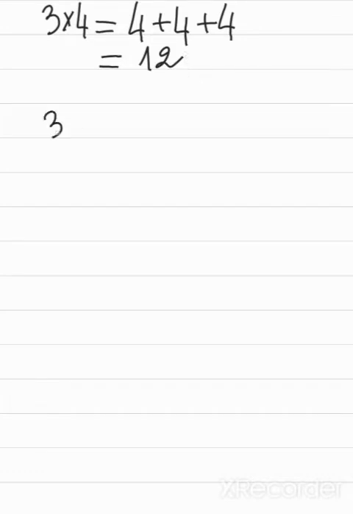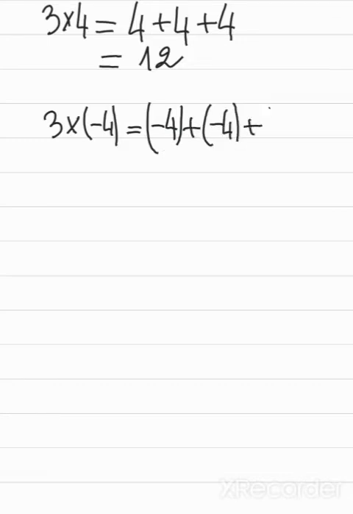What is 3 times negative 4? With the same logic, it's negative 4 plus negative 4, 3 times. The sum of integers with the same sign: we keep it and we add absolute values to get negative 12.